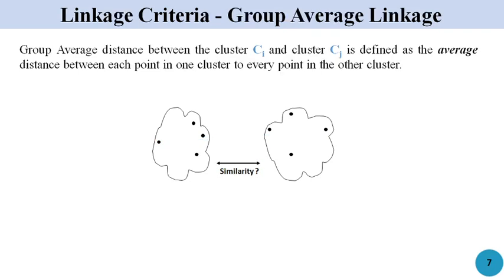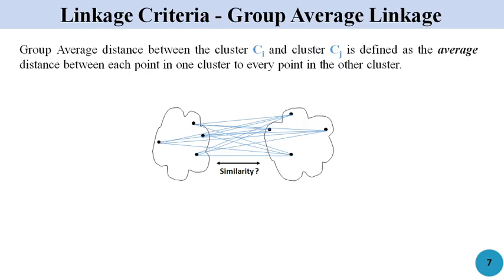The third linkage criteria is the group average linkage criteria, or we can simply call it the average linkage criteria. In this case, we find the distance between every pair of data points between the clusters and then find the average of the distances to find the final distance between the clusters. So here we find the distance between every pair of data points. Once we get all the distances, we will find the average of the distances in order to get the distance between the clusters.